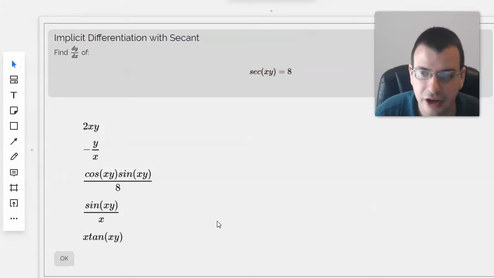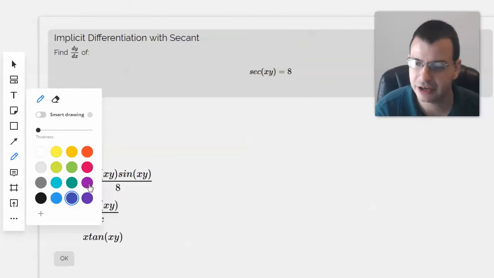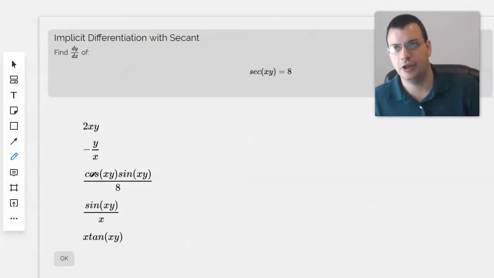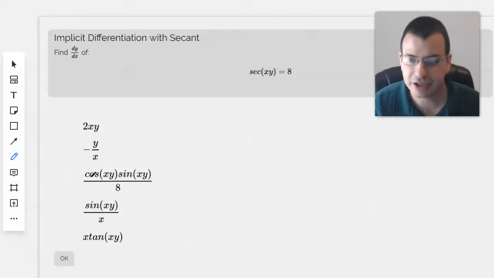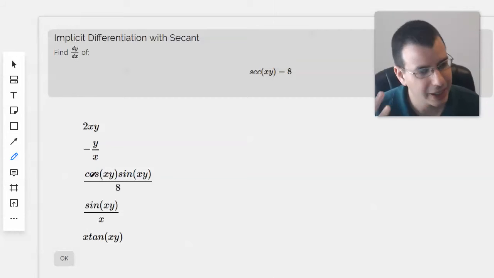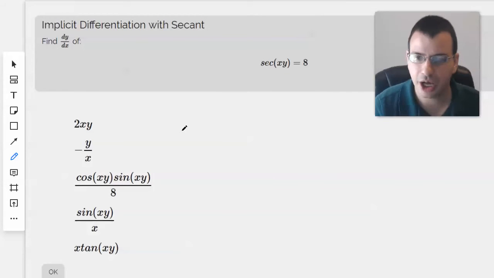Find dy/dx, secant of xy equals 8. Okay? So your first thought here is tangent, because the derivative of tangent is secant squared of x. But that's really not going to help us here. But intuitively, that's where your mind's going to go. Try not to get too caught up in that.